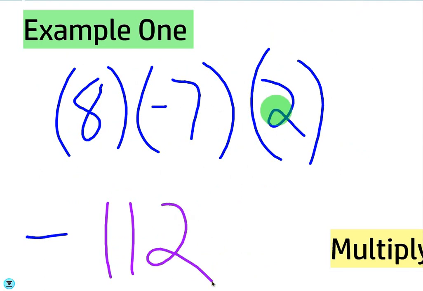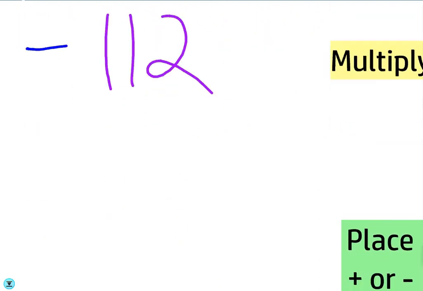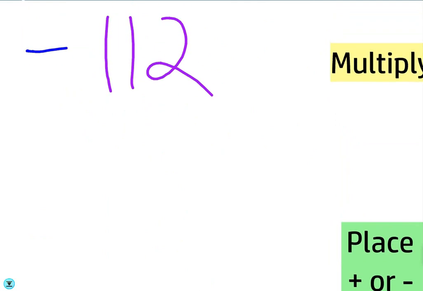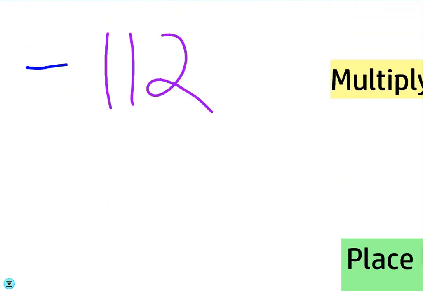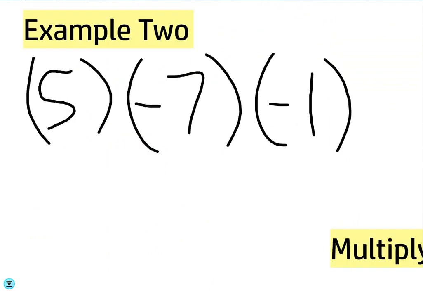So right off the bat, you can look at a problem and tell whether it's going to be negative or positive. The two steps are multiply and then place the positive or negative sign. And so in this case, we already knew it was going to be negative, so we can put our negative sign in front of the 112 once we're done. Okay, so let's do another example together.